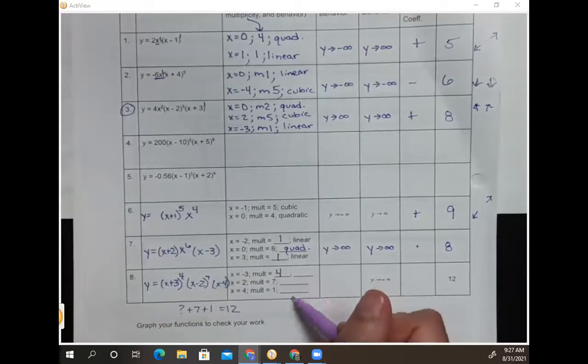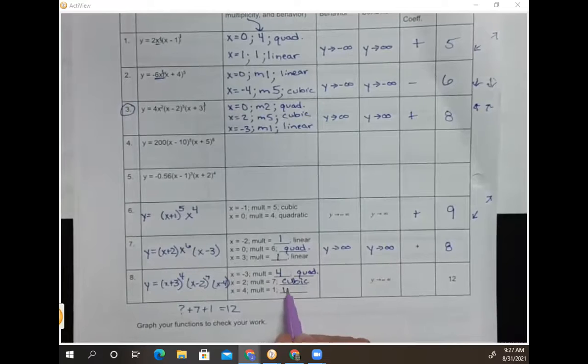They left off all the behaviors, but we can figure those out because we know the multiplicity. If I have a multiplicity of 4, what kind of behavior is that? Quadratic. If I have a multiplicity of 7, what kind of behavior will I see? Cubic. What about if I have a multiplicity of 1? Linear. We got them all here.